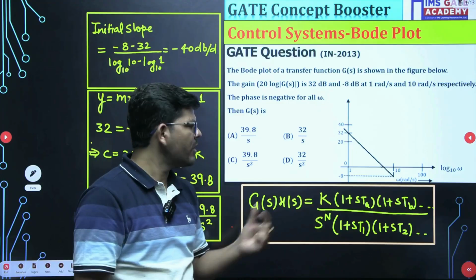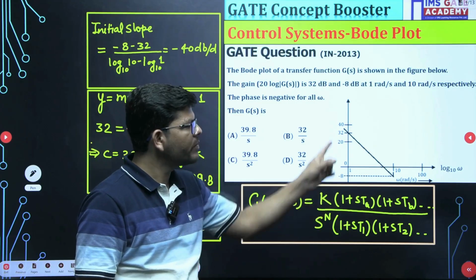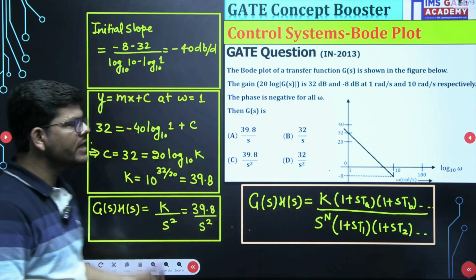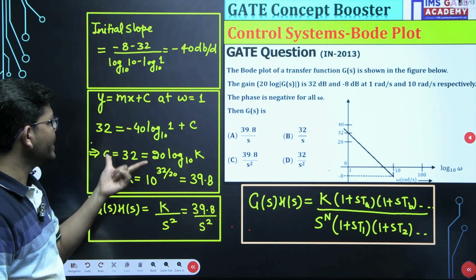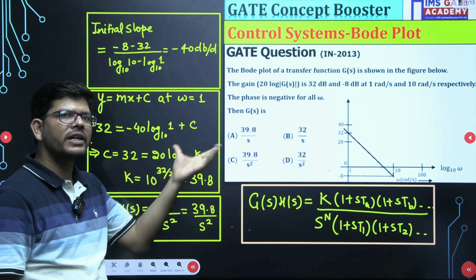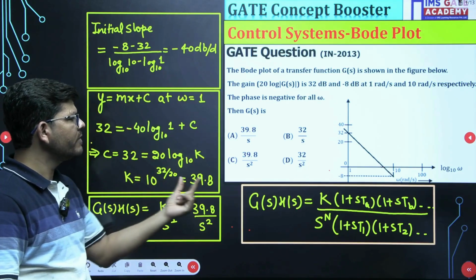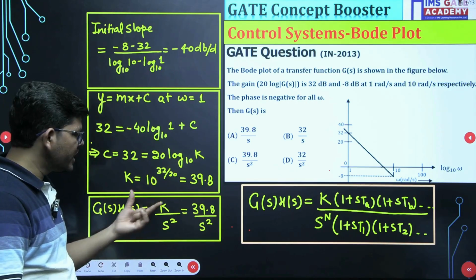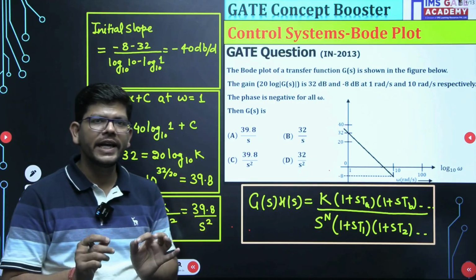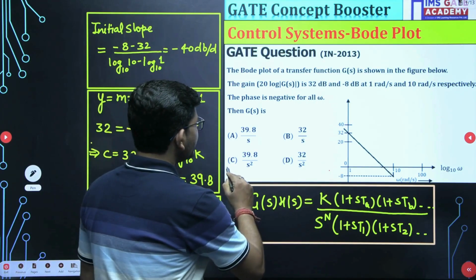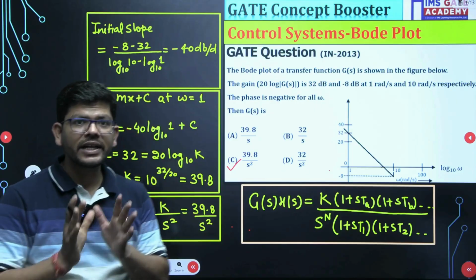Now after that you have to find the value of K. Simply apply y equals mx plus c at omega equals 1 on this first line, and you will find the value of c to be 32. Now equate it to 20 log K, and you will get the value of K, which is 39.8. So in this way you get your transfer function K upon s square, that is 39.8 upon s square, and in this way C is going to be the correct answer.